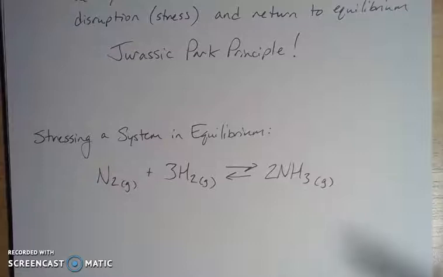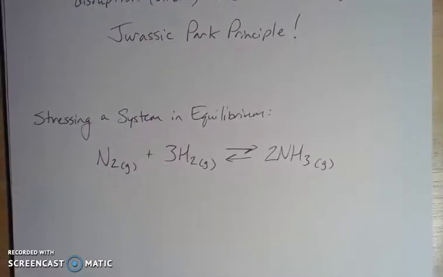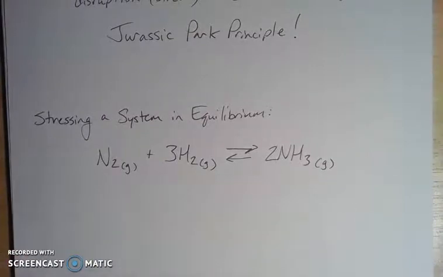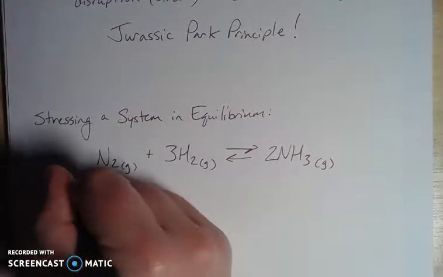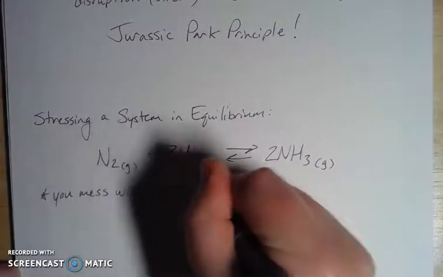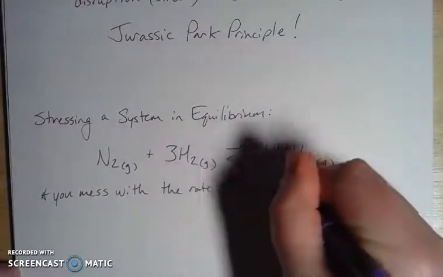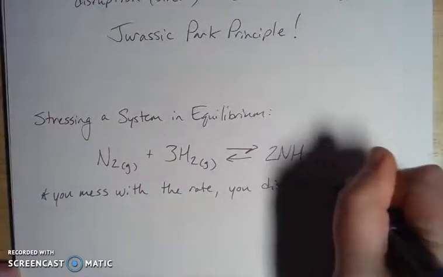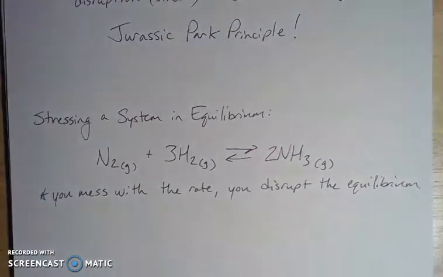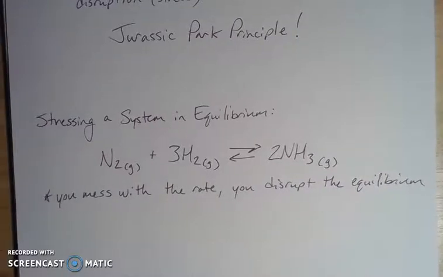So if I wanted to mess with this in some way, if I wanted to change the rate, anything that messes with the rate is going to mess with the equilibrium. So you mess with the rate or disrupt the rate. And depending on what you do to mess with the rate, you're either going to mess with the rate of the forward reaction, you're going to mess with the rate of the reverse reaction, you may mess with the rate equally, right? It may speed things up in both directions. We'll just see how things go.